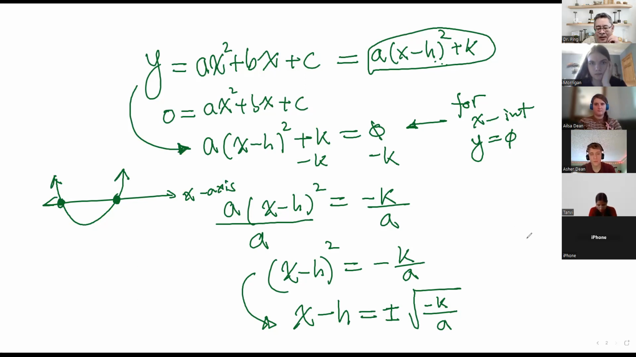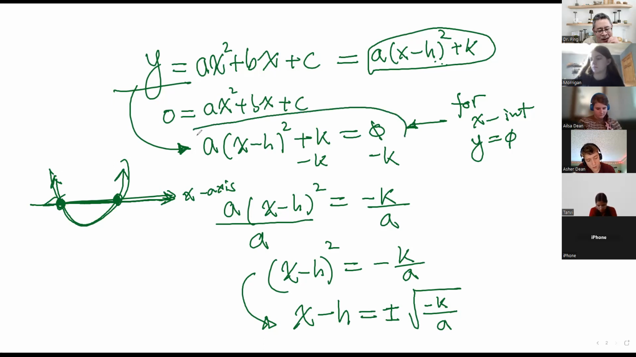Yes, I believe so. Okay, so basically we're saying this is a function, and if we want to find the x-intercept, which is where the function meets the x-axis, we know that on the x-axis y is 0, so therefore we get this equation. Are we good?